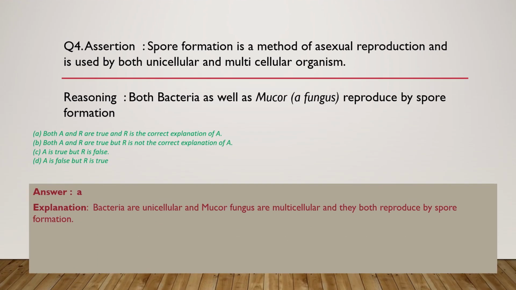Assertion: spore formation is a method of asexual reproduction and is used by both unicellular and multicellular organisms. So both bacteria as well as mucor, which is a fungus, reproduce by spore formation. Both A and R are true, and R is the correct explanation of A, because bacteria is unicellular and mucor fungus are multicellular, and they both reproduce by spore formation.